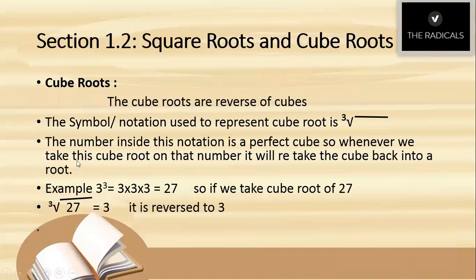Cube roots. The cube roots are the reverse of cubes. The symbol or notation to represent the cube root is similar to the square root. The only difference is that 3 is here. The number inside the notation is a perfect cube, so whenever we take the cube root of the number, it will take the cube back into a root. For example, if we are taking the cube of 3, it means that we are multiplying 3 three times, which is equal to 27. And if we take this 27 inside the cube root sign, it is reversed to 3.